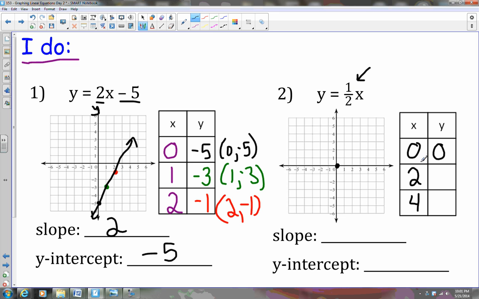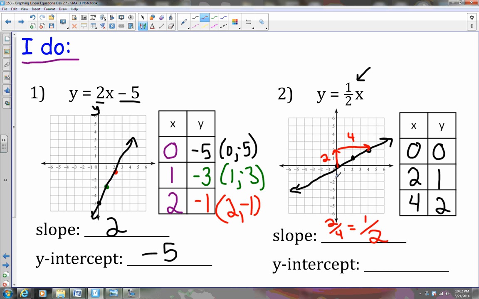The next one, half of 2, is 1. So I'm going to graph the point 2, 1. And then the last one is 4. Half of 4 is 2. So I graph the point 4, 2. Then I go ahead and connect my dots. Now as I check this for my slope, the rise is 2, and the run is 4. So my slope here is 2 over 4, or if we simplify that fraction, it would be 1/2.